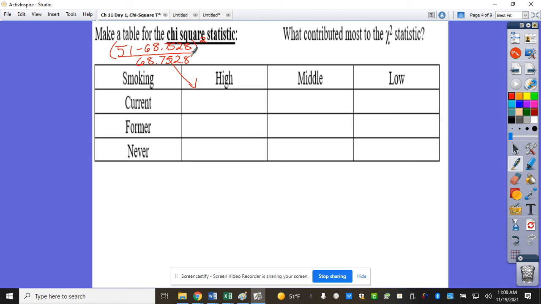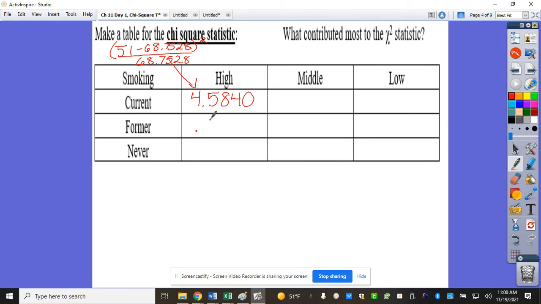And then we're going to write them all in together. High current, what was my value? Keep it as 4 decimals. 4.5840. High former, what do I get? High former, what did I get? 0.1009.